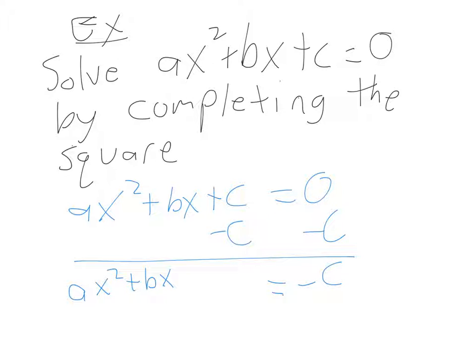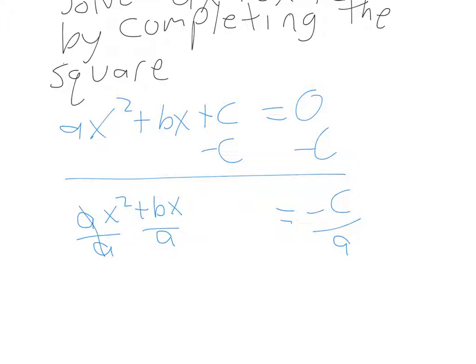Now, you need to get the coefficient of x squared equal to 1. To do that, you have to divide by whatever the number is in front of x squared. But what you do to one thing, you have to do to everything. So if you divide everything by a, you would have just x squared plus b over a times x equals negative c over a.